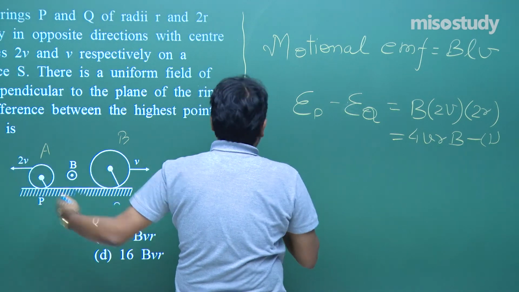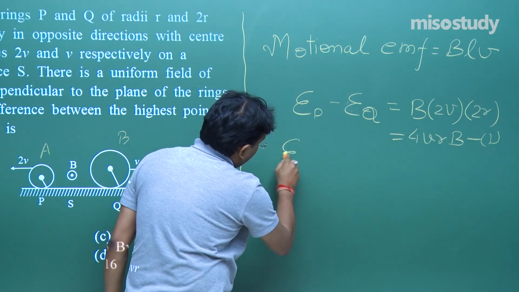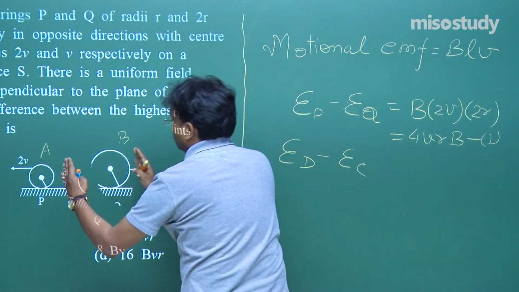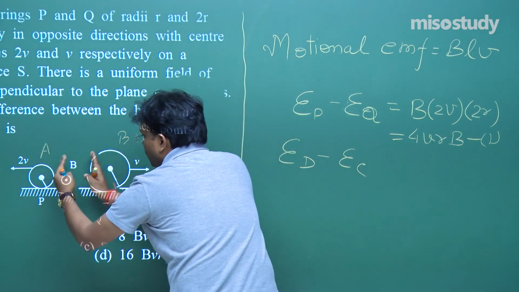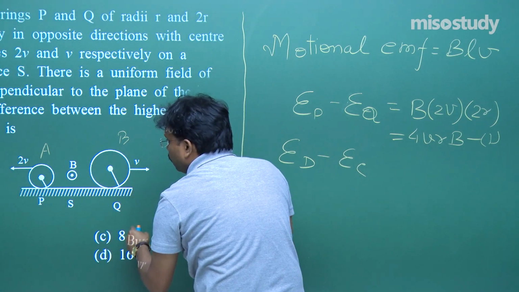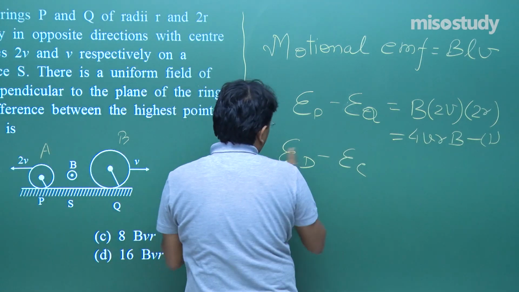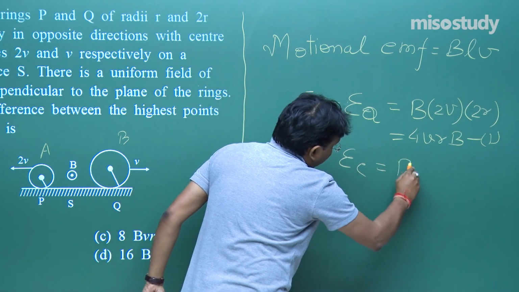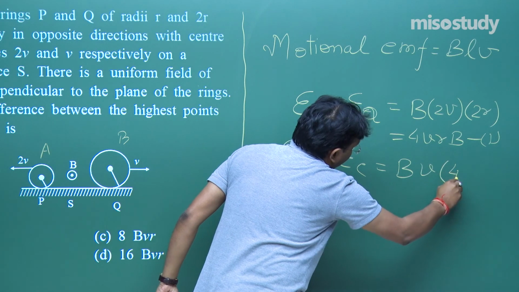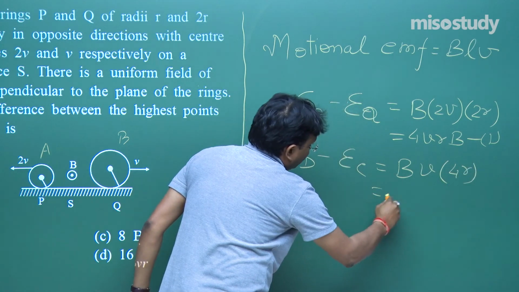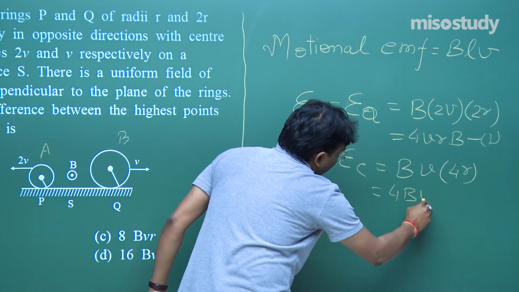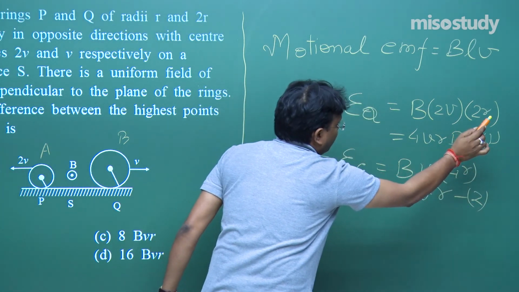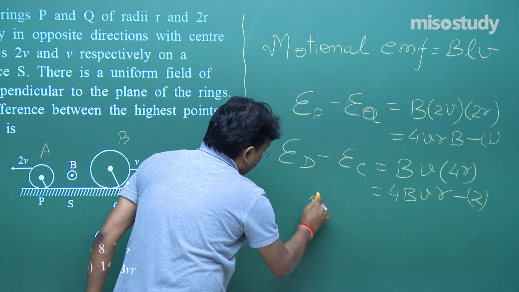Now, when they move further apart, what will be the situation? Let us say that situation is given by ED, EC, either P1 Q1 or D and C, anything like that. I am just representing the different possible situations. So, it is BV into 4R, which again gives you 4BVR. Now, this is equation number 2.